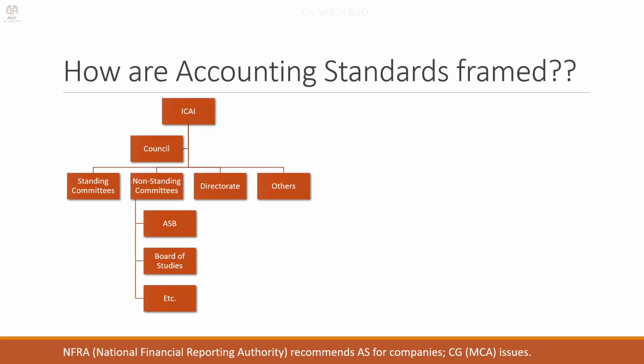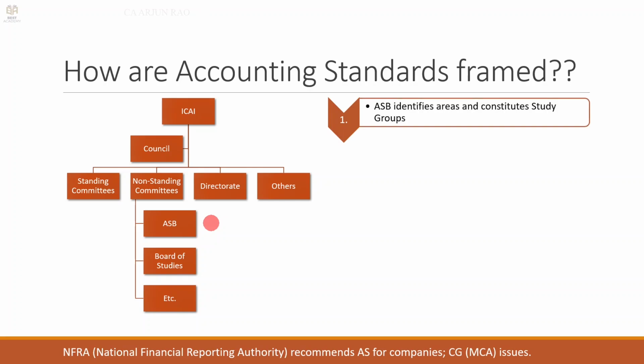So now that we have seen the different departments of ICAI, we will be focusing on the accounting standards board because that is what is in our purview. So what this accounting standards board does is, it first identifies areas and constitutes study groups. So what areas require standardization, that is identified.